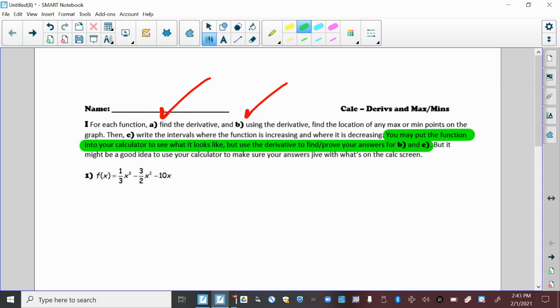Going forward, we are going to be able to determine this without the calculator, but for right now, use the calculator to see. We were just using the calculus to find out what the X values were of the max or min. So make sure you use your calculator to make sure the intervals that you wrote for your increasing and decreasing match up with what it says in the calculator.